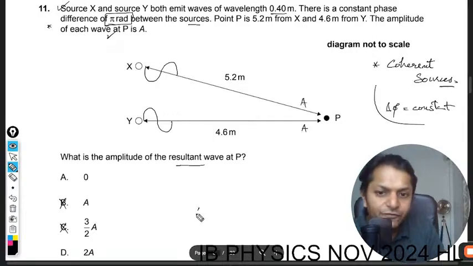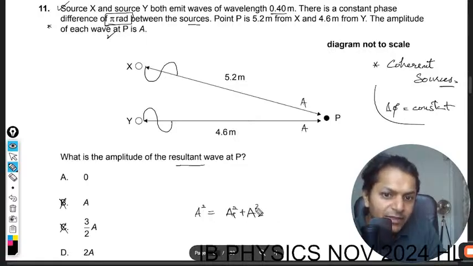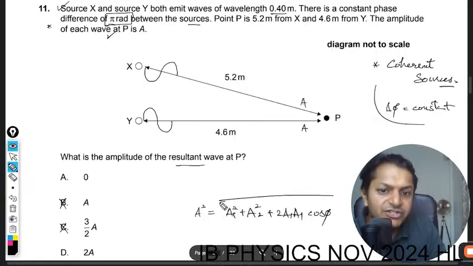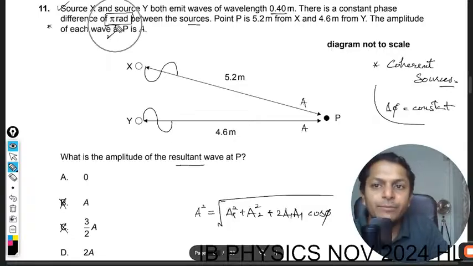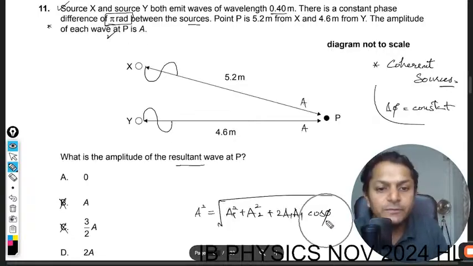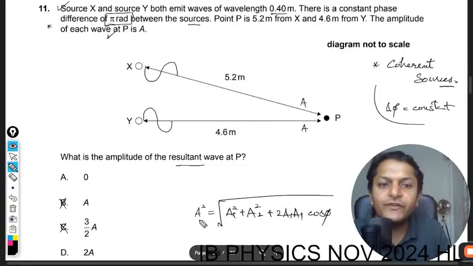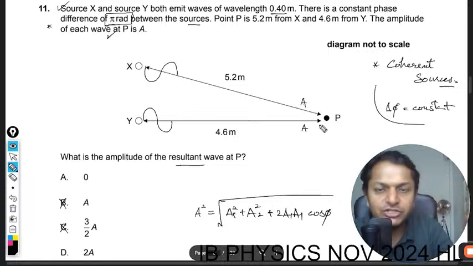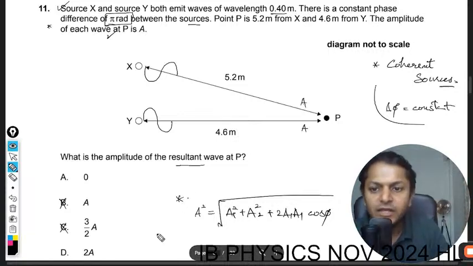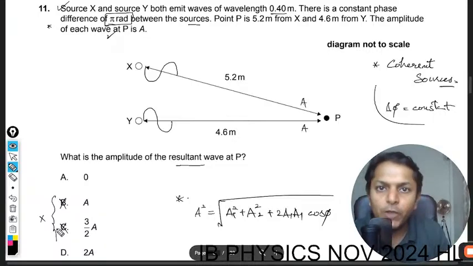I can give you the formula here, by the way. The resultant amplitude will be given by this, if ever you need this, and this is cos phi. The initial phase difference, for example, in this case it was pi, so we will be substituting this value pi here, and you can find the resultant amplitude at this point, but that is not in your syllabus. Be very careful.